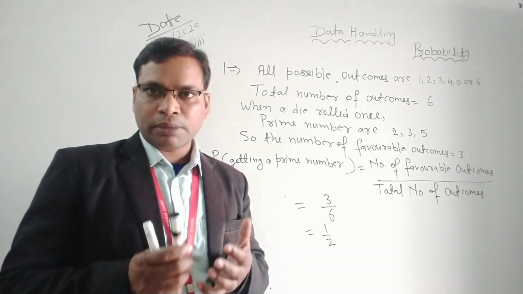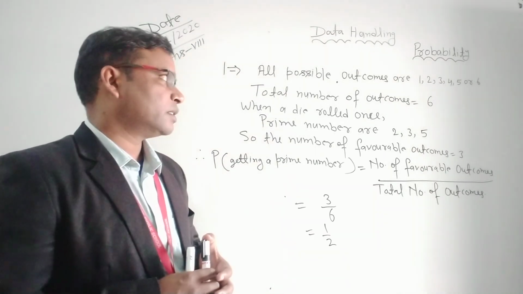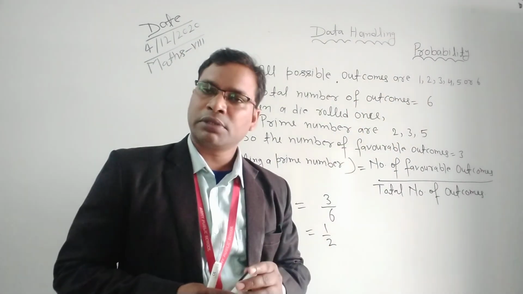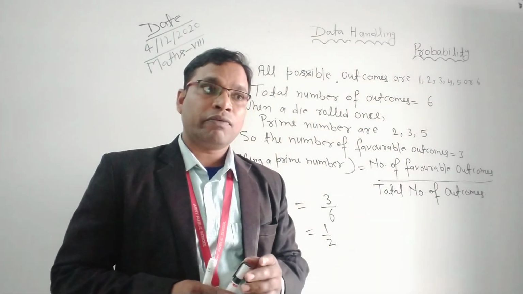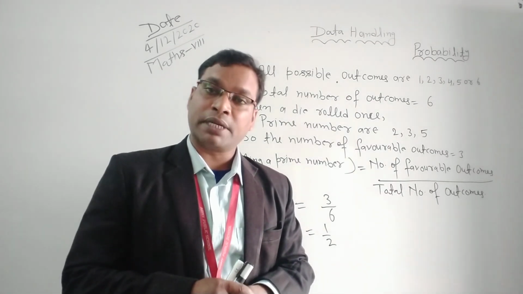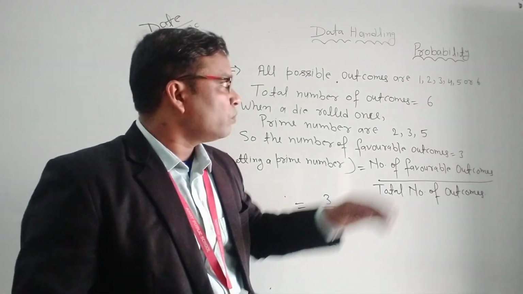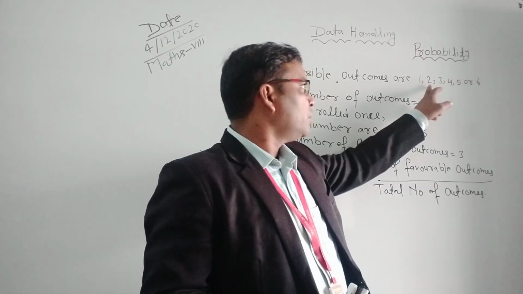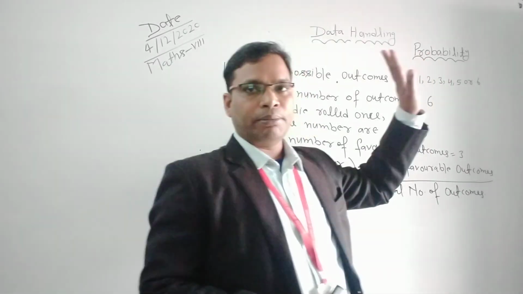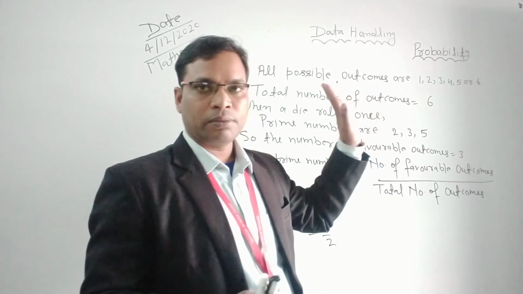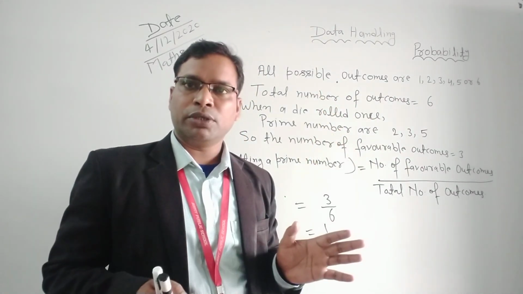So you can say the total number of outcomes is 6. Clear? 1, 2, 3, 4, 5, 6. It means the total number of outcomes is 6. But what is our condition? Our condition is that we need to find the probability of a prime number. So in 1, 2, 3, 4, 5, 6, you can see 2, 3 and 5 are prime numbers. So our favorable numbers are 2, 3, 5 because they are prime numbers.